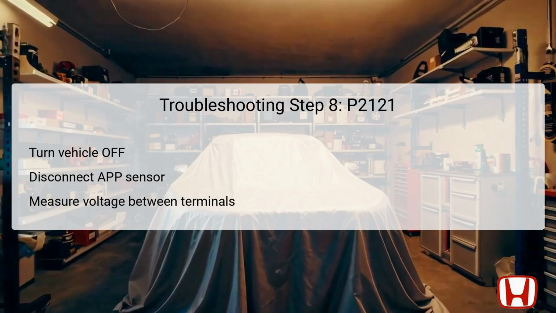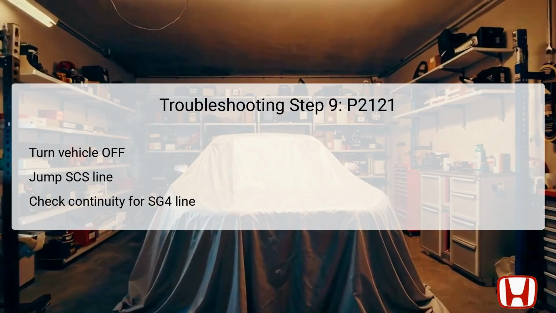For troubleshooting step 8, turn the vehicle off and disconnect the APP sensor 6P connector. Switch the vehicle back to the on mode and measure the voltage between the specific terminals of the APP sensor connector. If the voltage reaches around 5.0 volts, this indicates that the accelerator pedal module needs replacement to rectify the problem effectively. Conversely, if the voltage is not as expected, you should proceed to check for other potential failures in the APP sensor system, guiding your next steps in the diagnostic process.